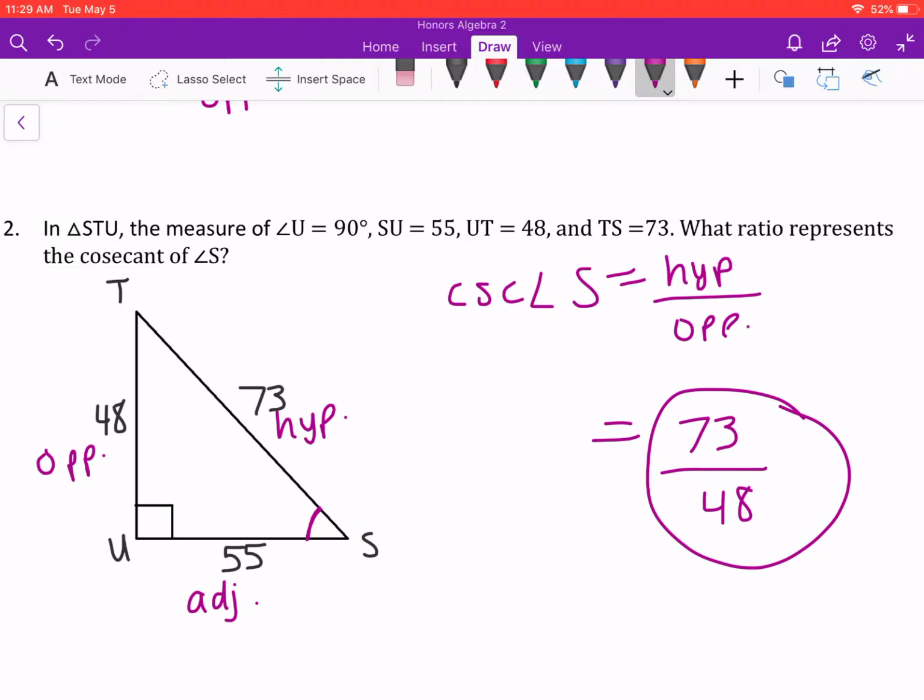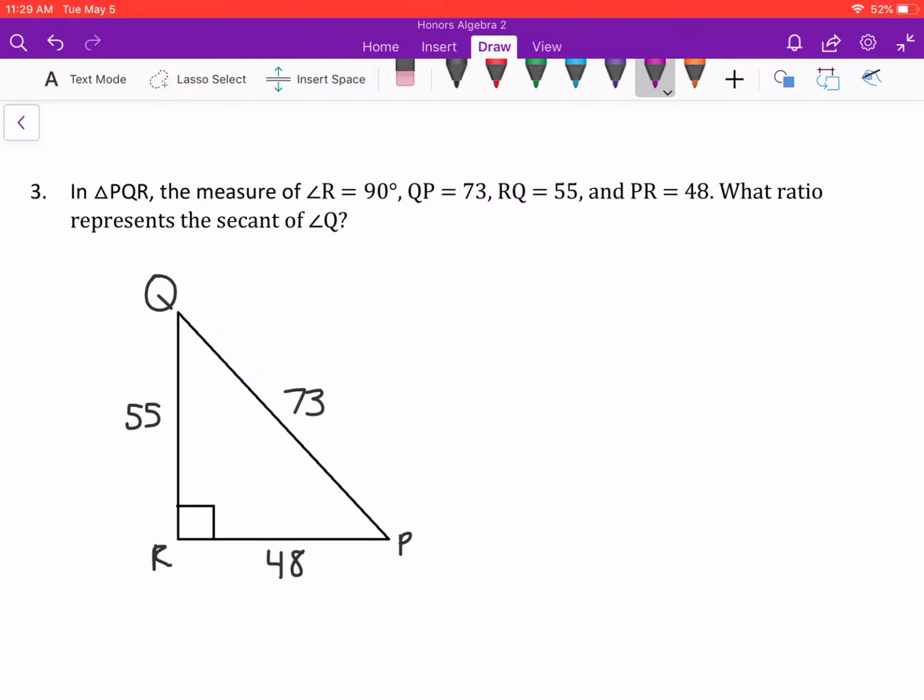Let's do one last problem. We have triangle PQR. The measure of angle R is 90 degrees, that's our right angle. QP measures 73, that's our hypotenuse, it's across from the right angle. RQ is 55 and PR is 48. And we're looking at angle Q. We want to find the secant of angle Q.